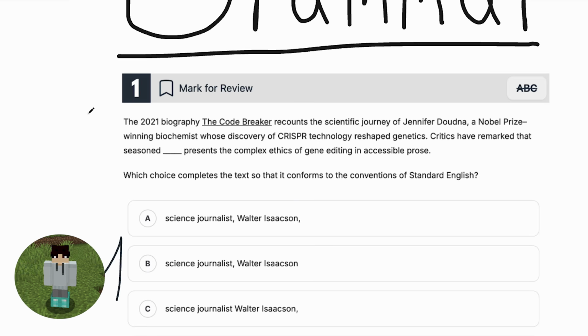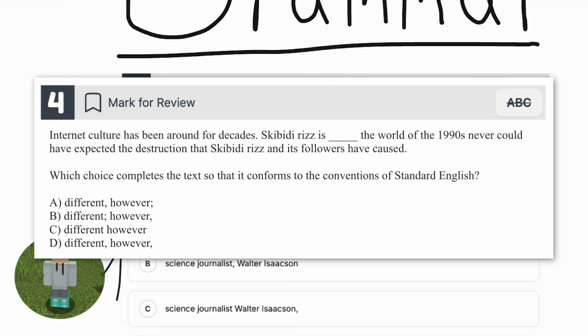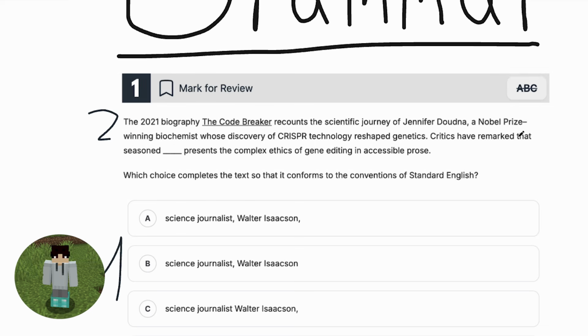Then go ahead and read the passage. You only need to read the sentence that includes the blank, unless there's some reason why you need to read the other sentence as well, which can happen in some grammar problems but not the vast majority. "Critics have remarked that Season blank presents the complex ethics of gene editing in accessible prose."